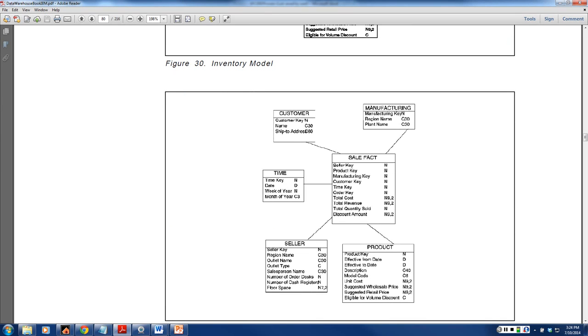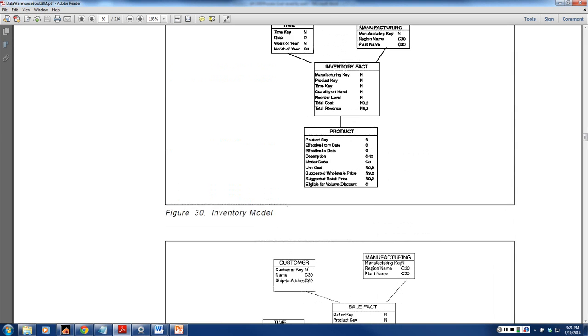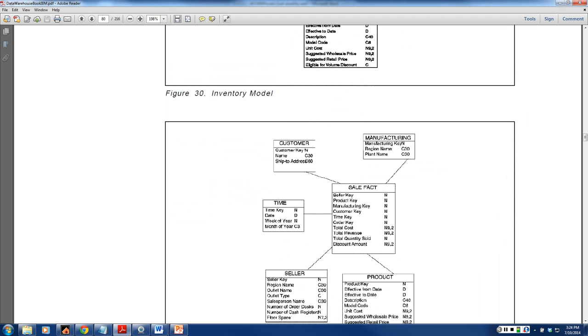dimensions, but some of them are omitted. That means the dimension that I use to analyze the sales fact, they're not exactly the same to analyze the inventory fact. So that's why you see customer and seller.